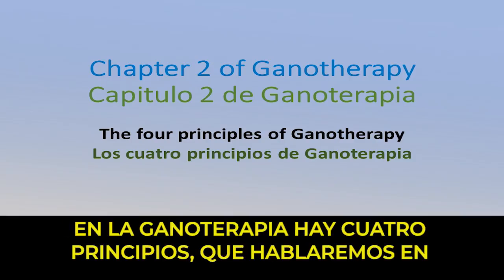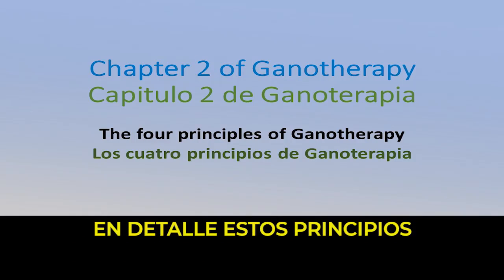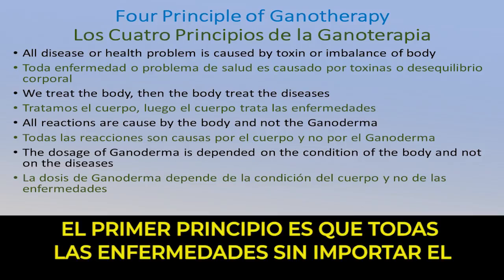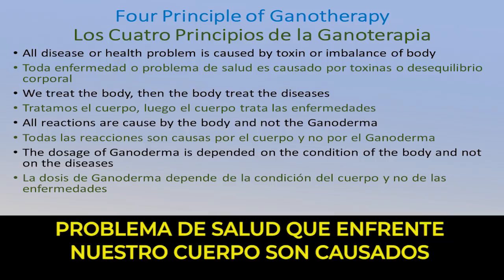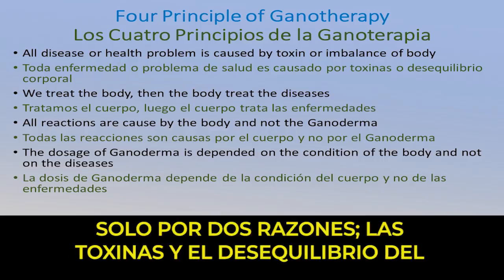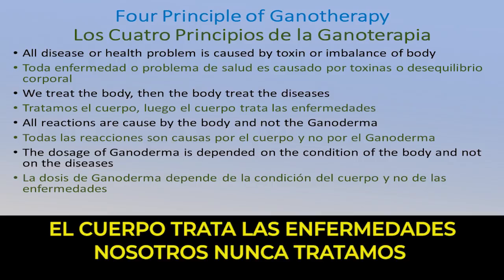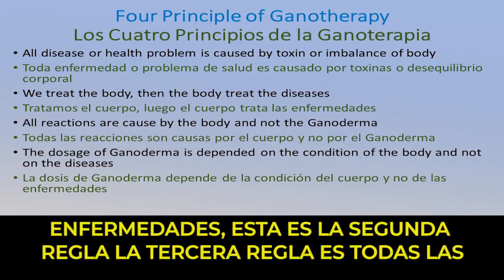Okay, in Ganoterapia, there are 4 principles. We are going to discuss in detail these 4 principles. The first principle is that all diseases or health problems, whatever the problem faced by our body, are caused by 2 causes only: the toxin and the imbalance of the body. Only 2 causes, okay? Secondly, we treat the body, then the body treats the disease. We never treat disease. This is the second rule.